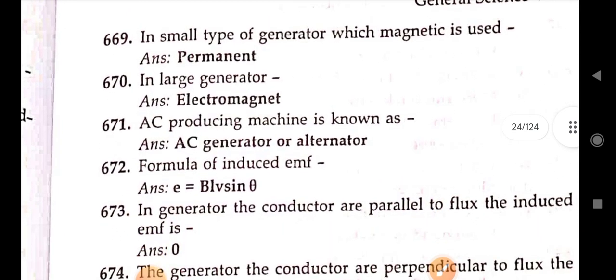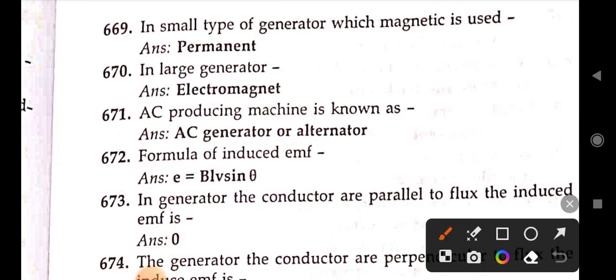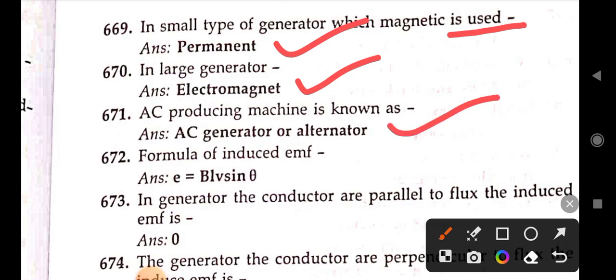Next, in small type of generator which magnet is used? Permanent. In large generator, electromagnet. AC producing machine is known as AC generator or alternator. Formula of induced EMF E is equal to BLV sin theta. In generator, if the conductors are parallel to flux, induced EMF is 0.